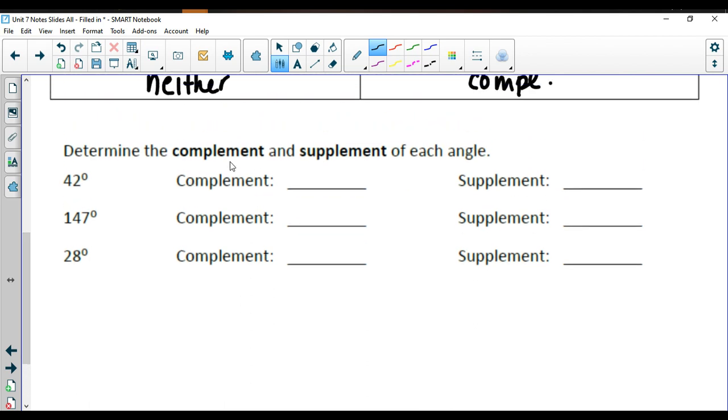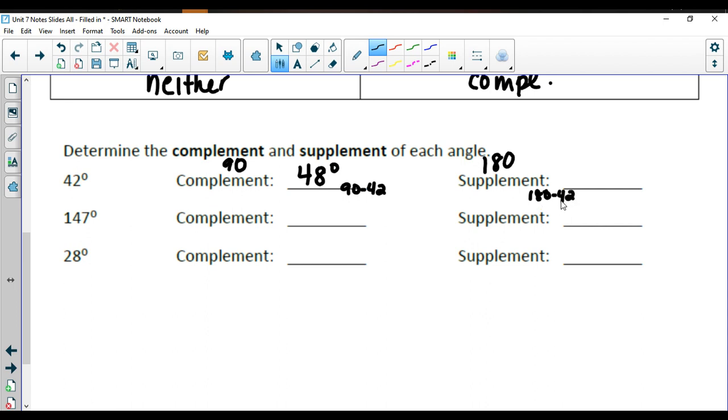One of the things we can do is find complements and supplements for our angles then. Keeping in mind the complements are going to add up to be 90, and the supplements are going to add up to give you 180. So if I have a 42 degree angle, the complement for that is going to be 48 degrees. I find that by doing 90 minus 42. To get my supplement, I'm going to take 180 and take away that 42.